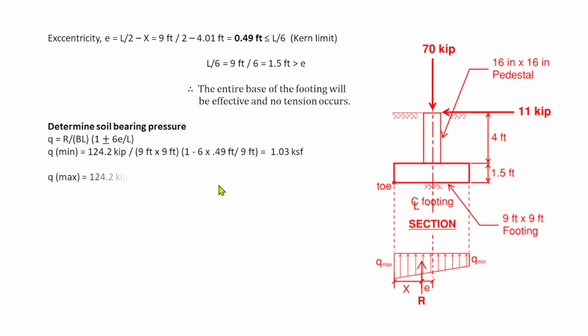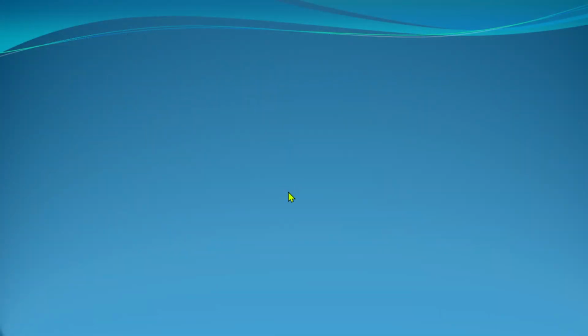Now the maximum soil bearing pressure, which is here: we have 124.2 kips divided by 9 times 9 feet, times, in parentheses, 1 plus, because this is the maximum, 6 times 0.44 feet over 9. And that would give us 2.03 ksf. So that is our final maximum soil bearing pressure.